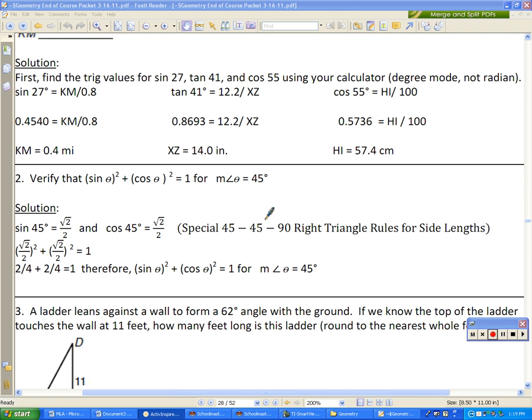Uno. 1. Okay? And that turns out to be true for any angle that you choose. That is the Pythagorean identity for trig stuff. So that's kind of a fun thing.